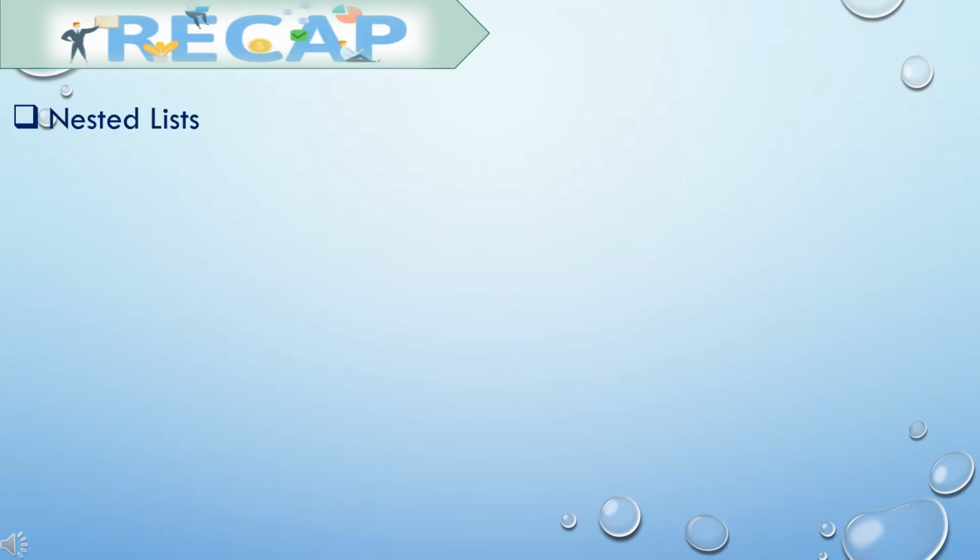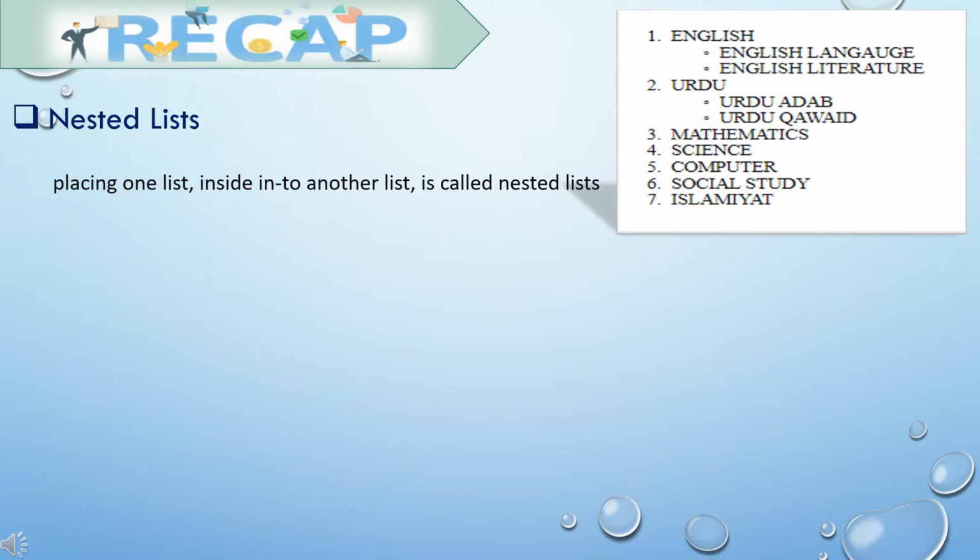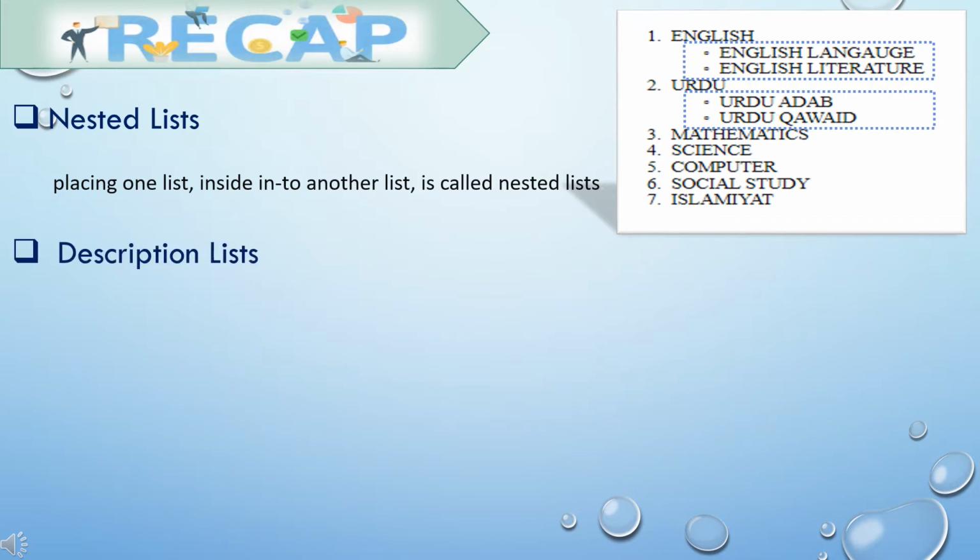In our last lesson, we learned about nested lists and description lists. Placing one list inside another list is called nested lists. We may nest any list inside any other list. For example, an ordered list can be nested in an unordered list, or an ordered list can be nested inside an ordered list.